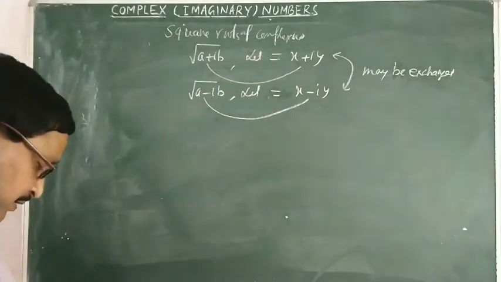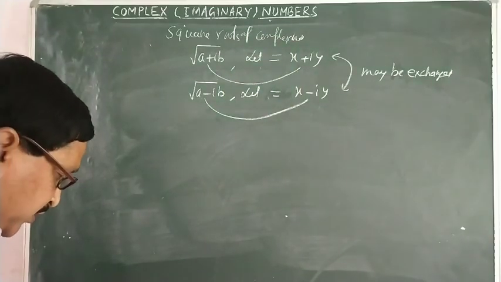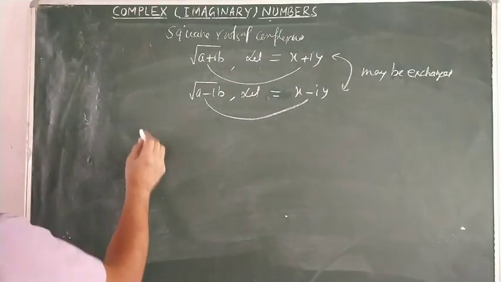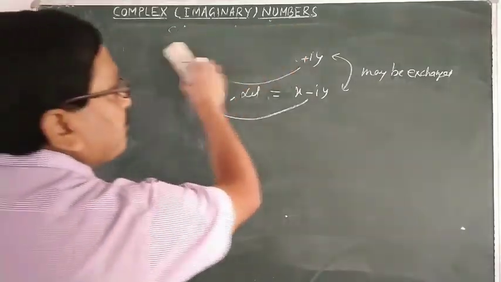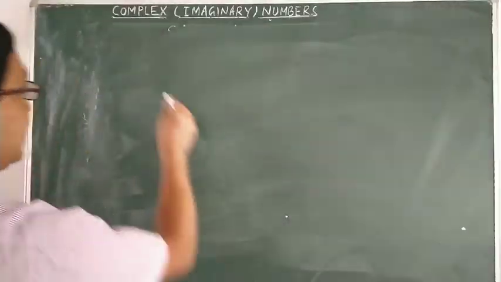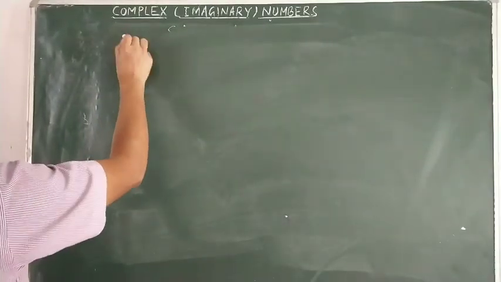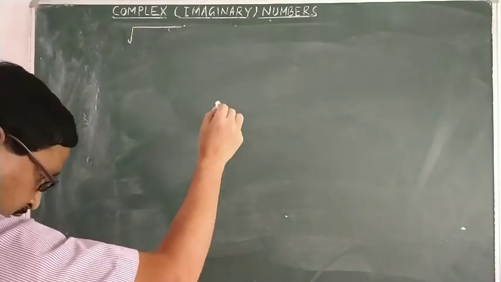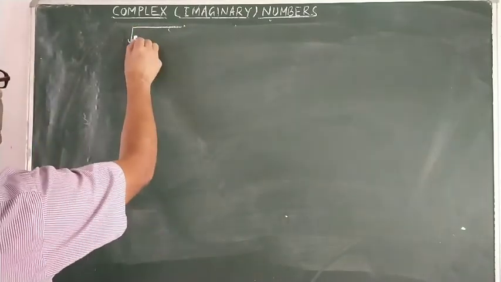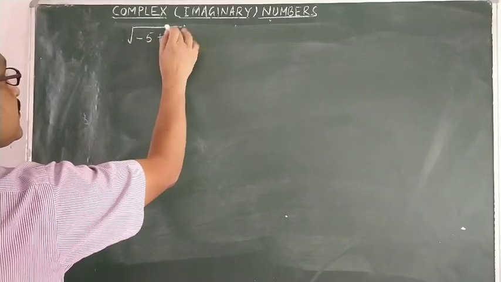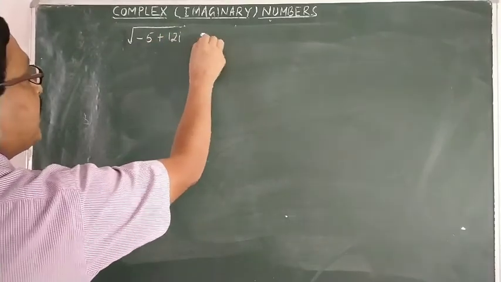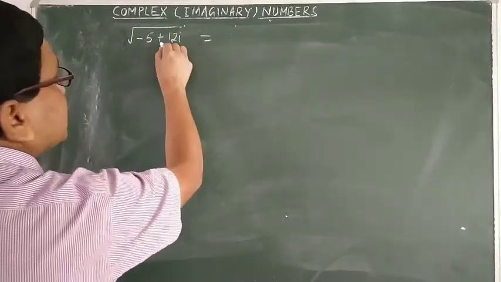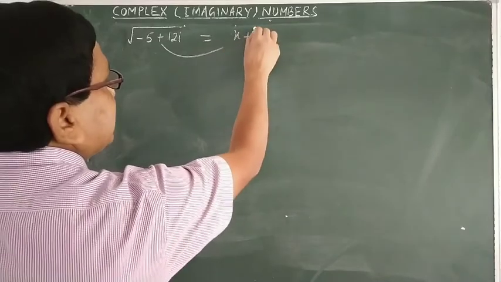Now let us find one of the square roots. Let us take one example: the square root of minus 5 plus 12i. Now let it be plus.